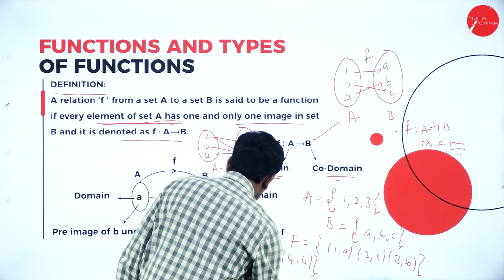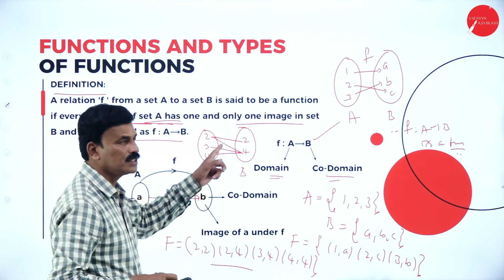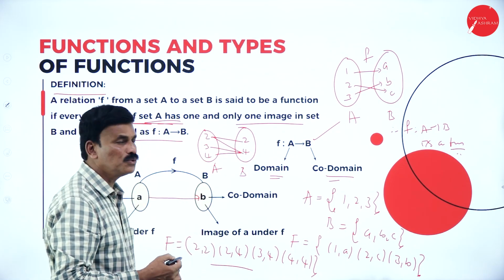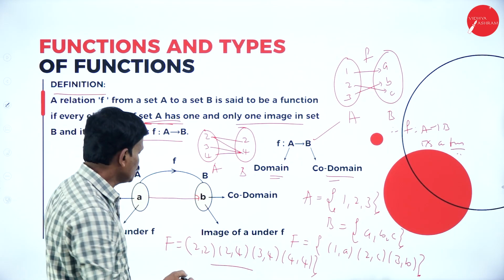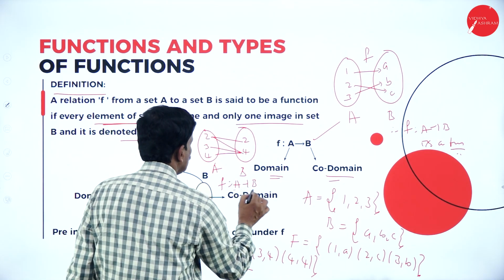So, here the element 2 is associated with two different images. So, here the element 2 of the set A is associated with two elements 2 and 4. So therefore this is not a function. F from A to B is not a function.